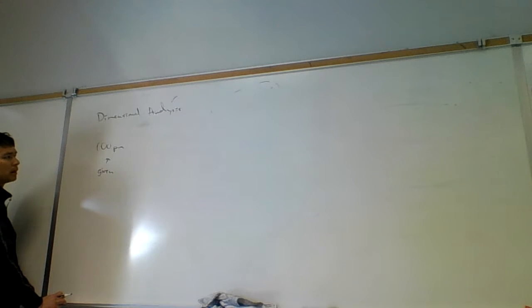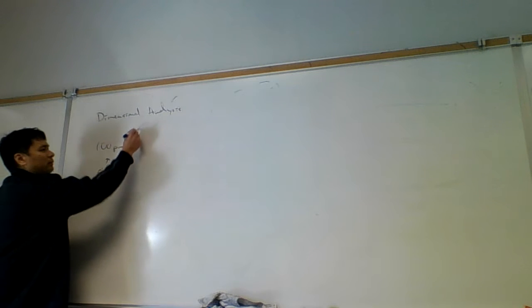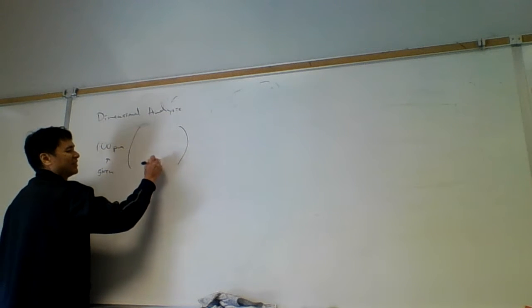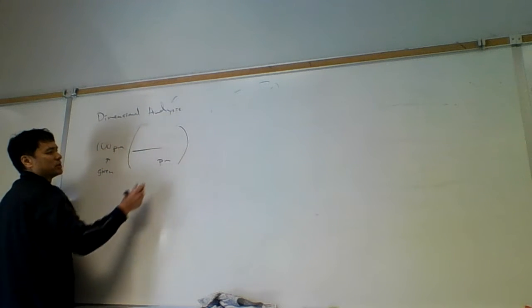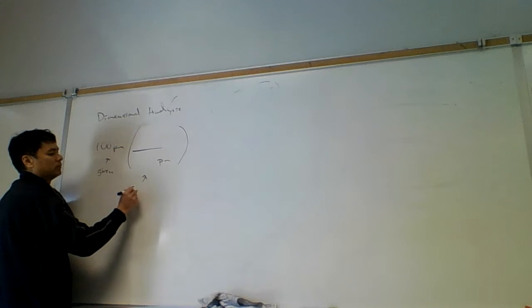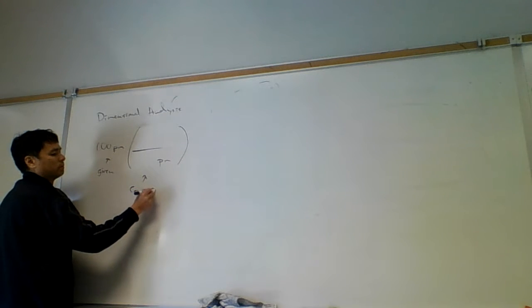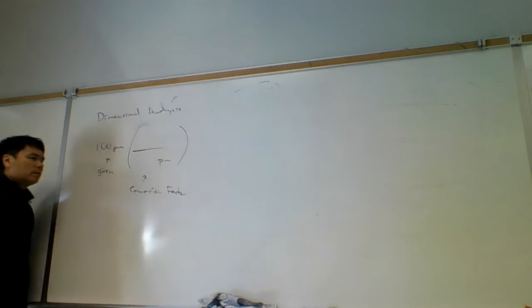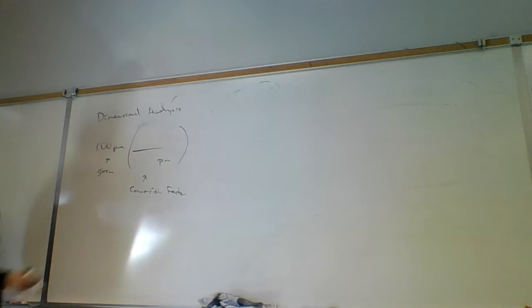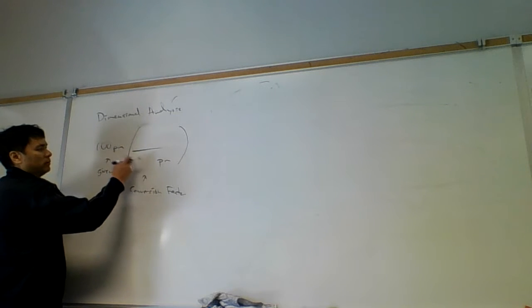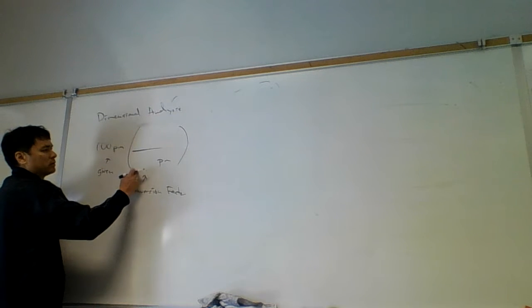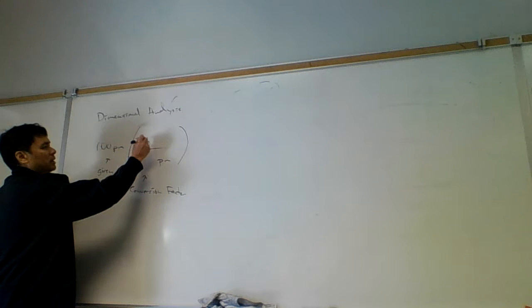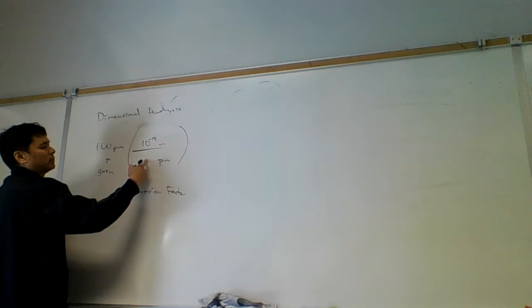But anyway, then we tack on these things. These things are called conversion factors, and they're just relationships. What we try to do here is relate picometers to something else. So for example, if we related picometers to meters, then there are 10 to the minus 12 meters per picometer.